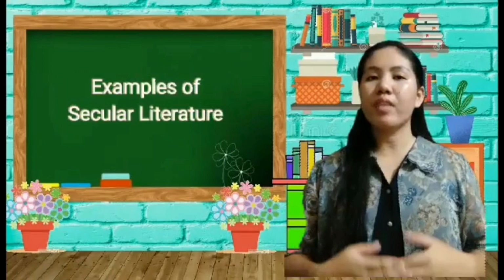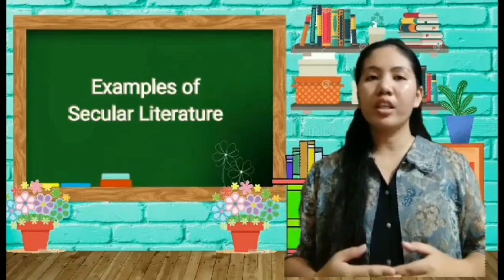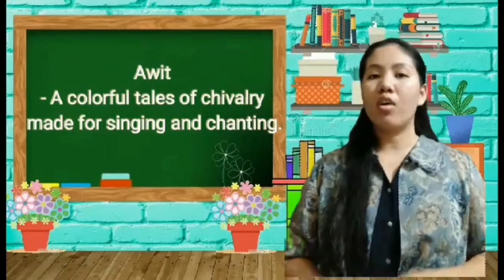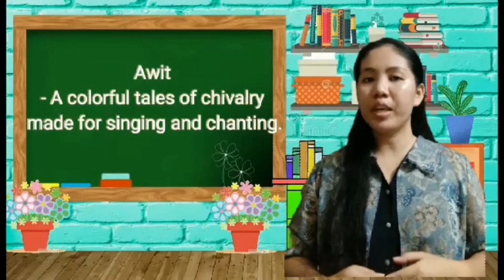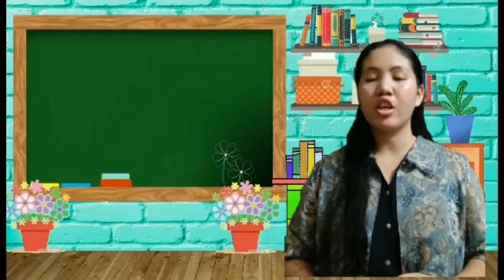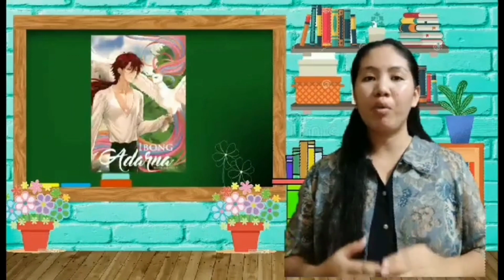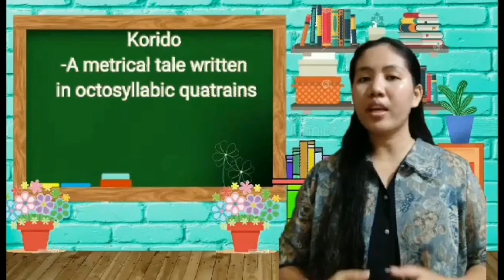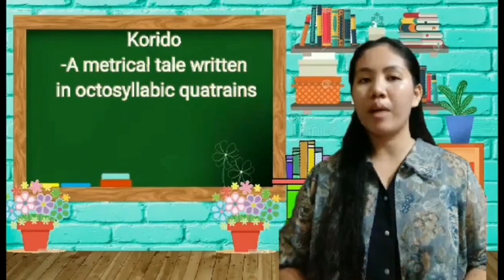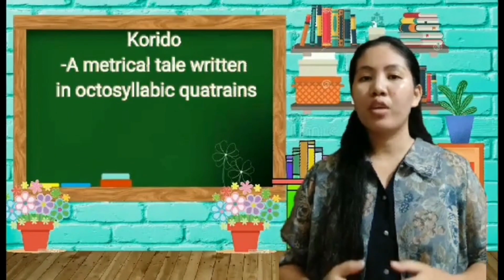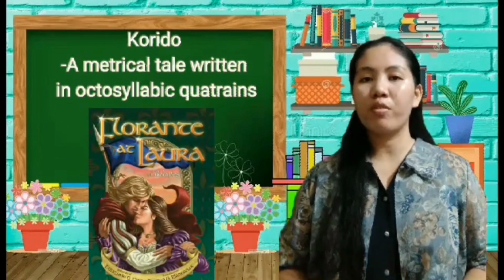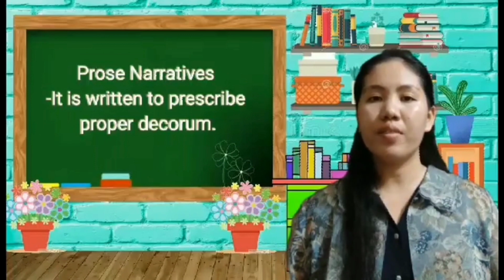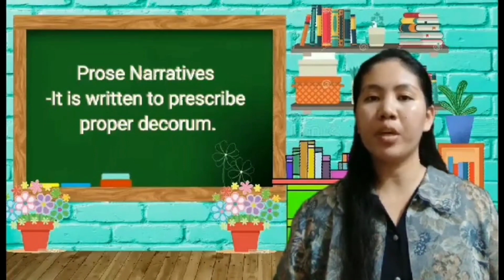So I have here some examples of secular literature. First is the awit. Awit is the colorful tales of chivalry made for singing and chanting. An example is the Ibong Adarna. Next is the corrido. It is the metrical tale written in octosyllabic quatrains. An example for this is the Florante at Laura. Last is the prose narratives written to prescribe proper decorum.